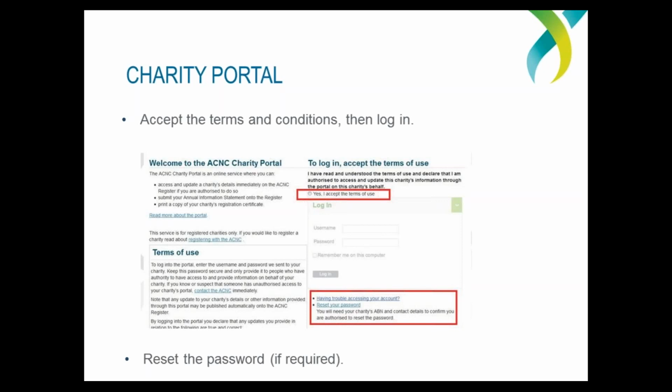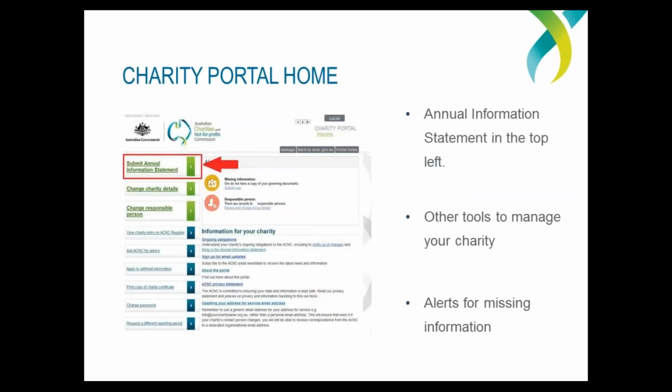Once you've logged into the portal, you'll arrive on the portal's homepage, which you can again see on your screen. There's all sorts of information and a number of links for you to look at. To submit your annual information statement, click on the green button on the left-hand side, which is highlighted on your screen. The button is rather sensibly labelled Submit Annual Information Statement. That'll take you straight to the online AIS form.